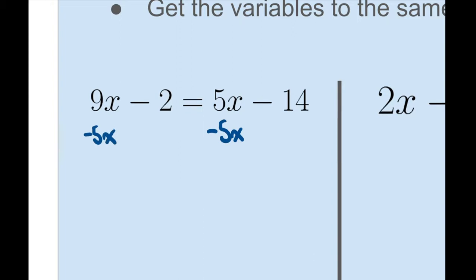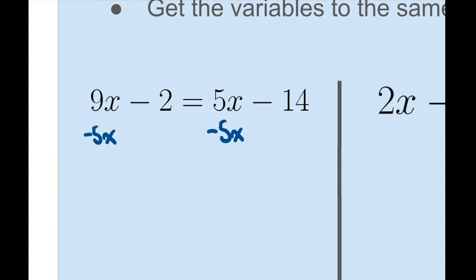Now I am putting it underneath the 9x because, again, when we're collecting like terms, or when we're subtracting or adding terms, we have to make sure that they're like terms. So I'm subtracting the 5x from the 9x. I'm not subtracting it from the 2. I'm not combining the 9x and the 2 because, again, they're not like terms.